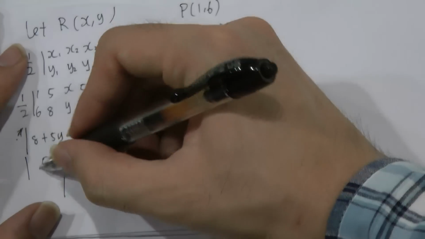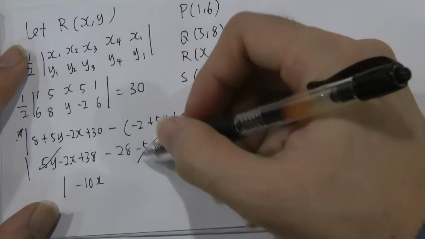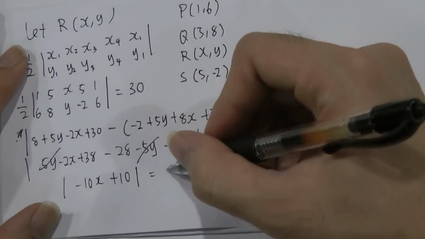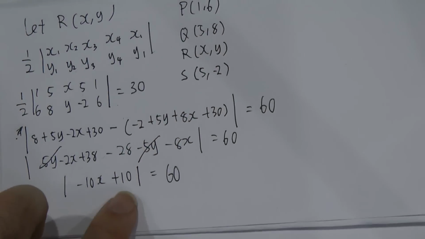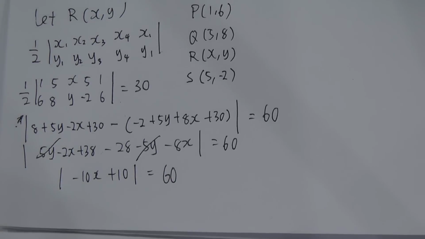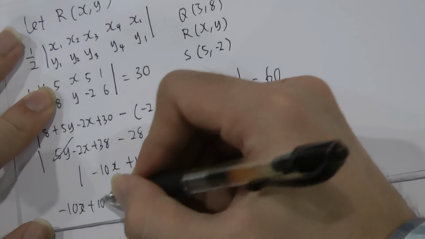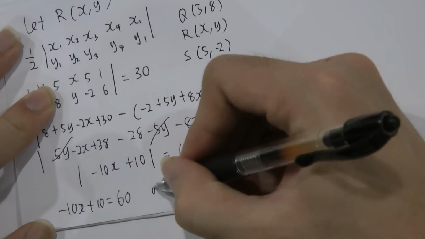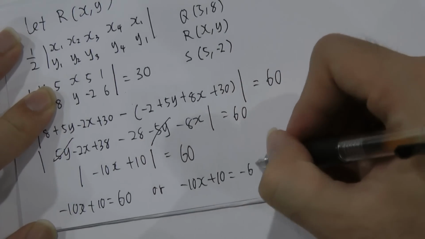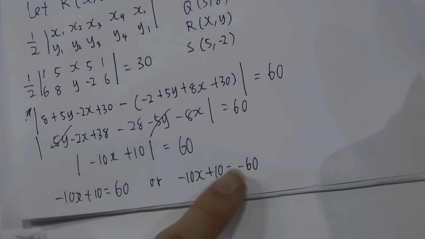Then I solve this equation. 5y minus 5y, we got nothing. Negative 2x minus 8x, so we got negative 10x. 38 minus 28, we got plus 10, will equal to 60. When you got this symbol, you have to open up this symbol. You will got positive, negative. So therefore we will got double here, so negative 10x plus 10, we will got 60, or negative 10x plus 10, we will got negative 60. Because we open up this symbol here, we will got positive, negative. So we answer, we will got positive and negative.